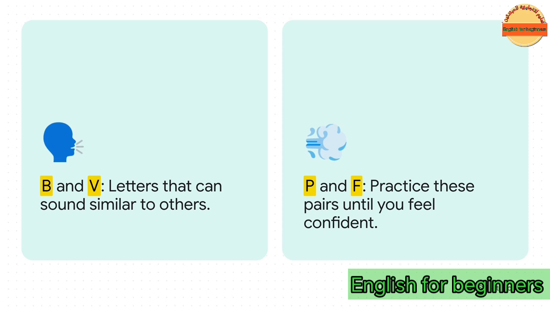The only real difference is your voice. Seriously, go ahead and put your hand on your throat. When you say B, ba, you should feel a little vibration, right? But for P, pa, it's just a puff of air, no vibration. Let's try it again with V and F. For V, va, feel that? It vibrates. But F, fa, is just air. See? That little vibration is everything.